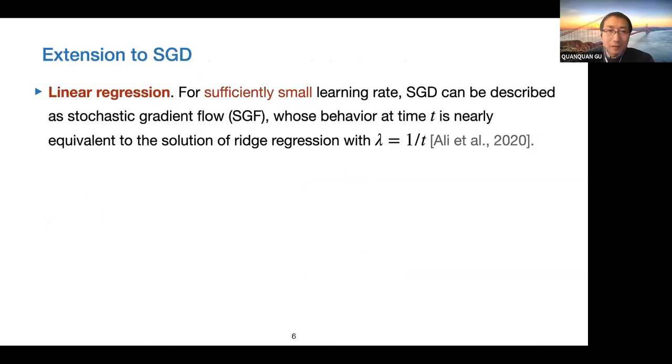Then there are also some recent works. They try to extend the implicit bias result of gradient descent and gradient flow to stochastic gradient descent. For instance, for linear regression, there's a recent paper by Eddie et al. They show that for sufficiently small learning rate, SGD can be described by some so-called stochastic gradient flow. And the behavior of this continuous time dynamic at time t is nearly equivalent to the solution of a ridge regression with a regularization parameter equal to 1/t. So this can be seen as a generalization of the result of gradient flow with early stopping to stochastic gradient flow with early stopping.